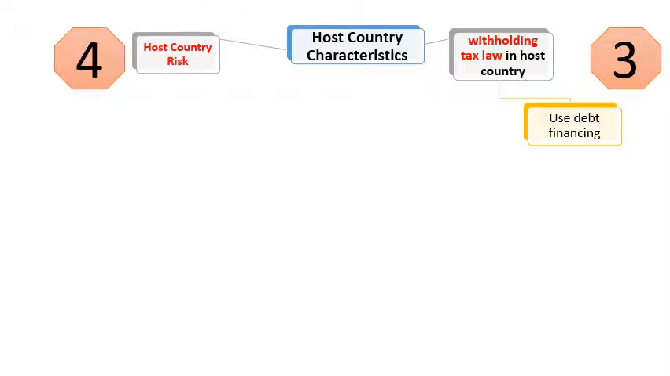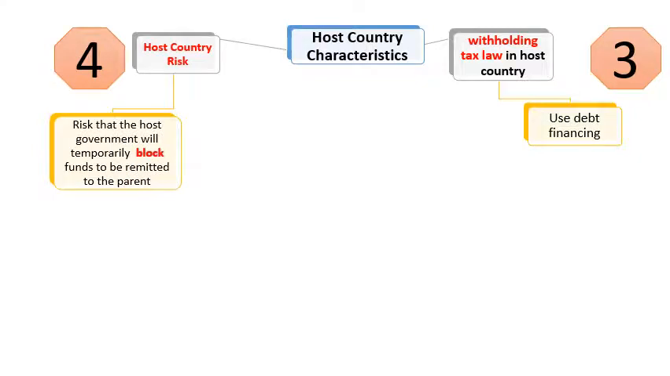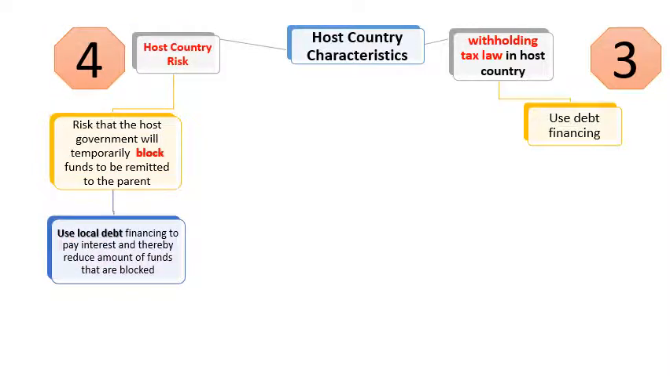The fourth characteristic of the host country is the country risk. The first type of country risk is the possibility that the host government will temporarily block funds to be remitted to the parent. So the multinational corporation will instruct its subsidiary to use local debt financing to pay interest and thereby reduce the amount of funds that are blocked.